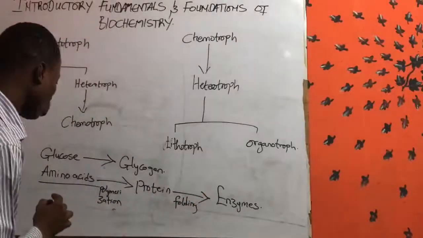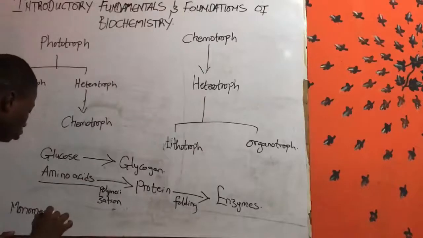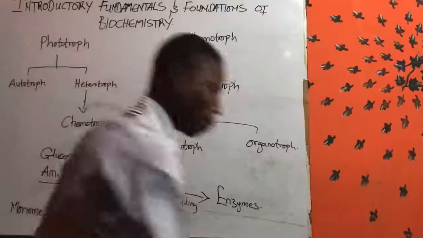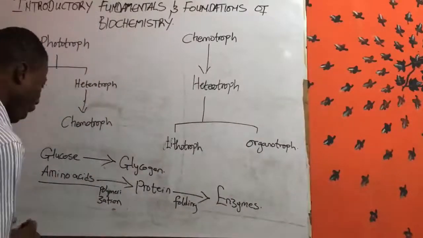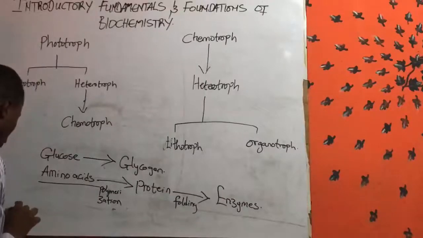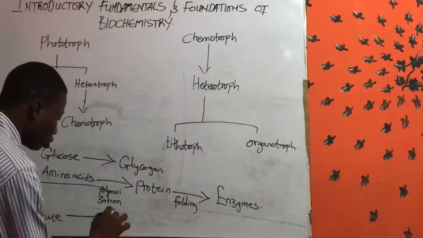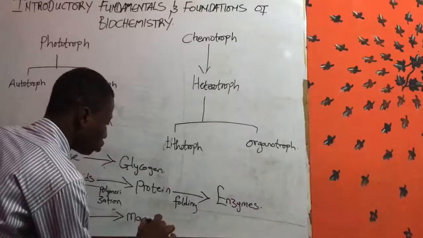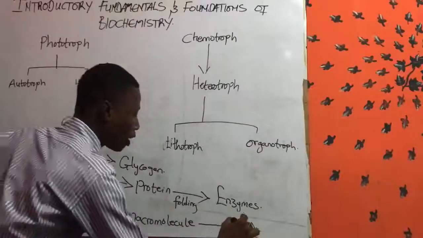All right, now that brings us to this. We now have something that looks like this. I have monomers, molecules, which form macromolecules, and eventually form supramolecules.